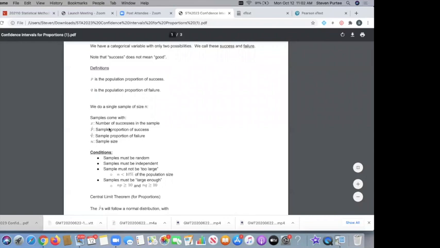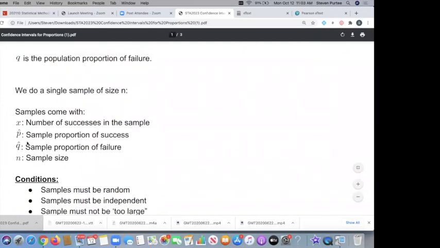So we go out and we do a sample and we collect some numbers. We have our sample size, N, the number of people we talk to or whatever our sample is made of. The actual number of successes in the sample was X. P hat is our sample success rate. That one's a percentage. This one's a whole number. And then Q hat is our failure rate in the sample.